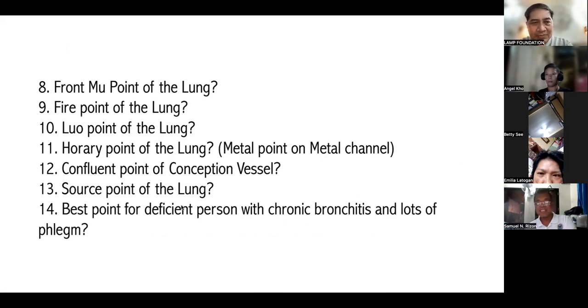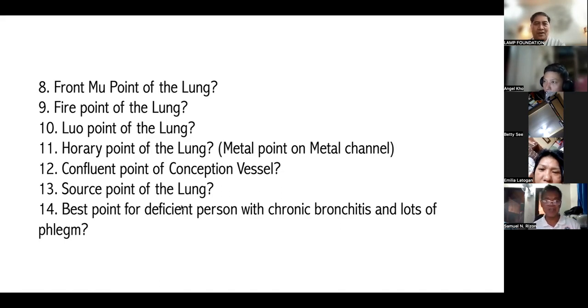Good evening. The front mu point of the lung is lung 1. And also the fire point of the lung is, I think it's lung 10. No, you should never say I think. You are definite about your answer. Yes. So the fire point of the lung is lung 10.